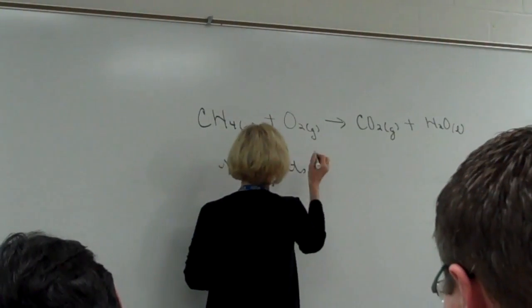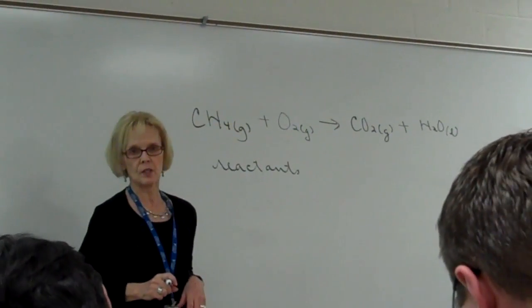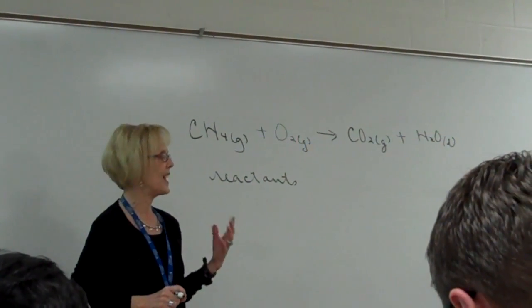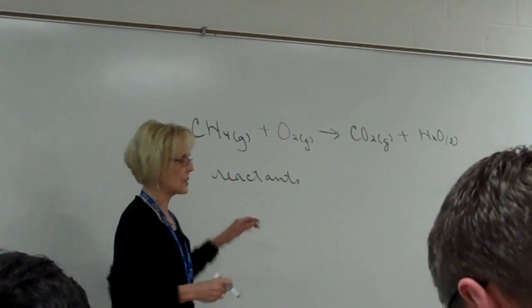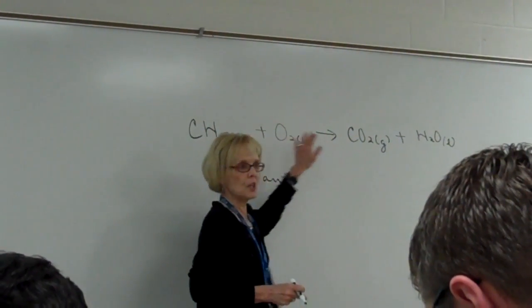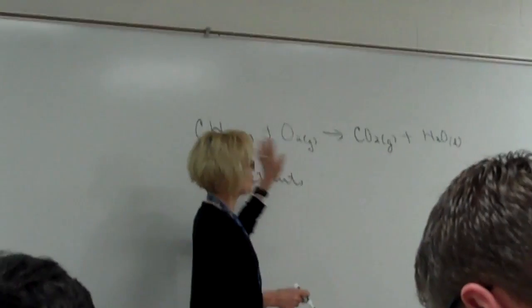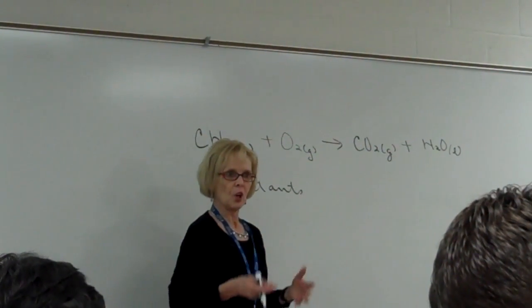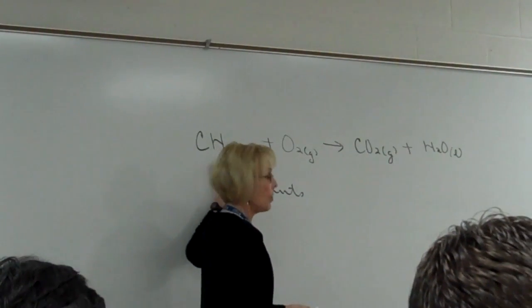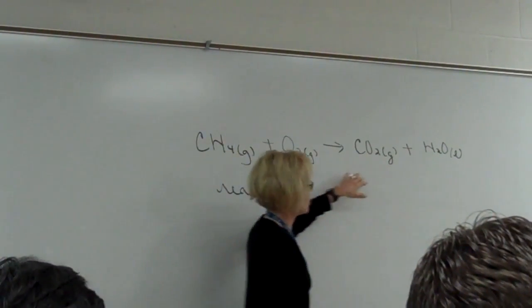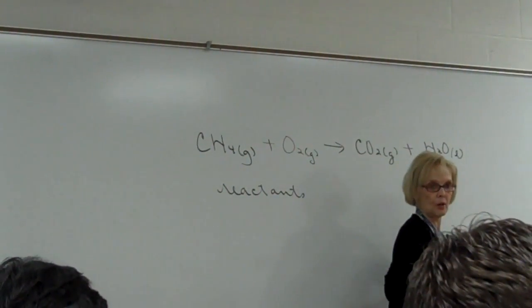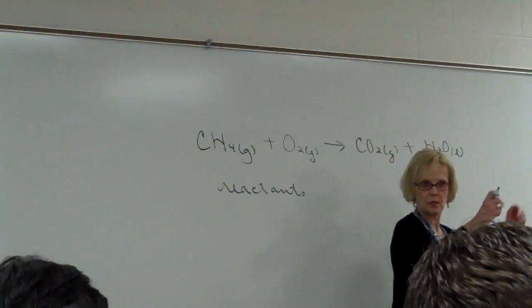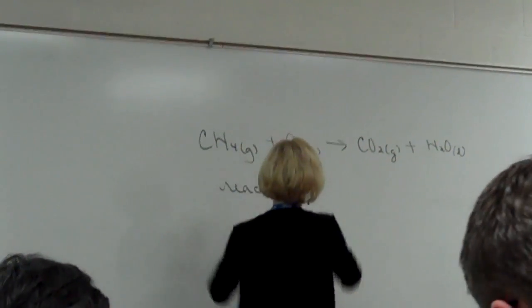Everything that's over on this side of the arrow, those are referred to as reactants. Sometimes you hear them called reagents, but reactants. Everything to the left of the arrow. See, this is just shorthand for a big long sentence. The big long sentence would go, methane reacts with oxygen to give us carbon dioxide and water. But we want it in symbols here. Okay, so everything over here is reactant.